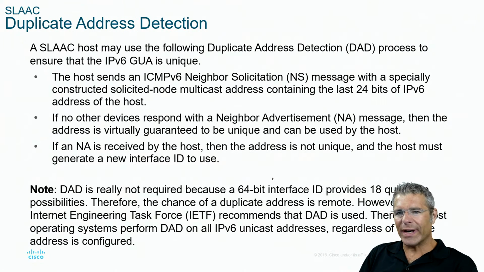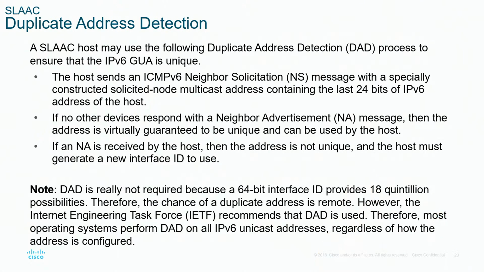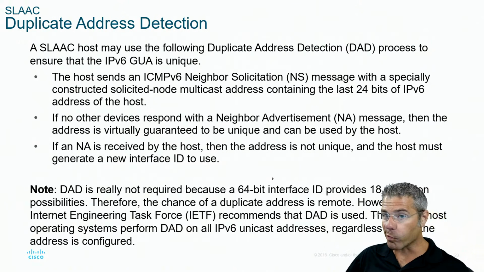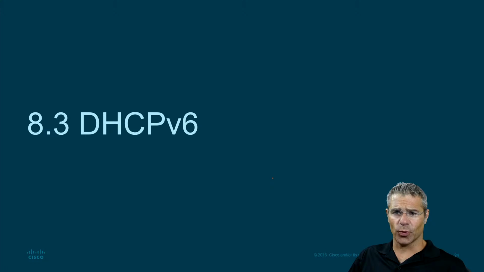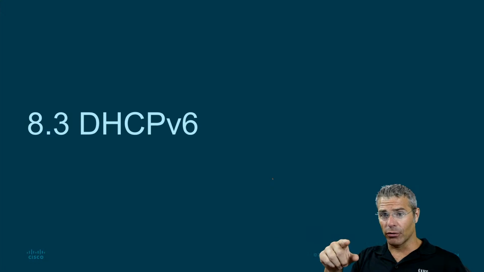18 quintillion. This number is big, so calling the chance remote is not accurate. But whatever, the Internet Engineering Task Force says we probably should check, so we probably should check, I guess. If you literally hit that 18 quintillion possibility number, get the lotto ticket, because the universe works differently for you than it does for the rest of us.